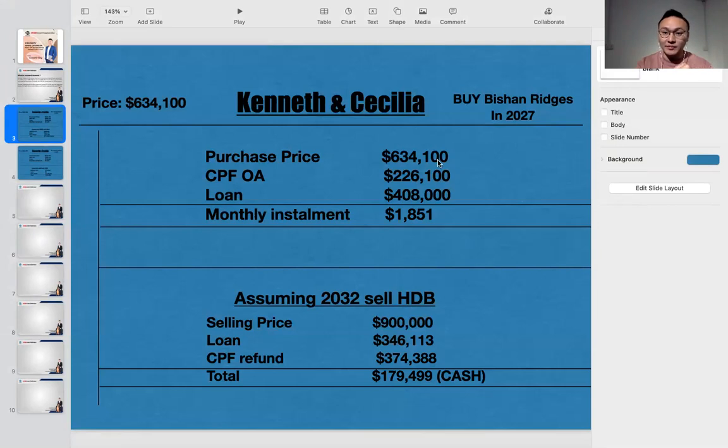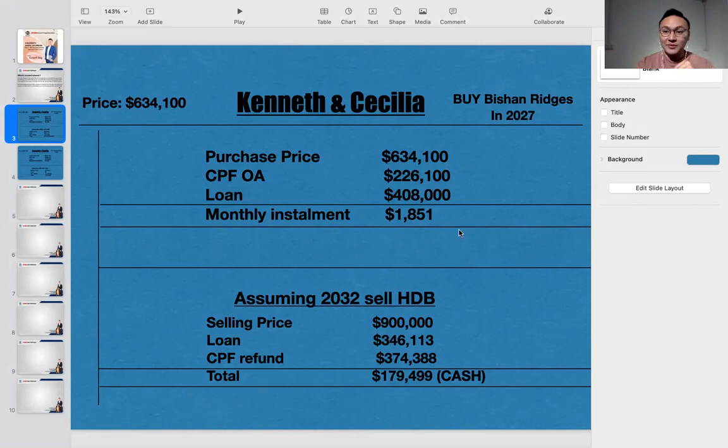We bought a BTO in Bishan at 634K. I did calculate: in 2027, when we collect our key, we will have a total combined CPF of 226K. So you take off 226K from the purchase price, and we will take up a loan of about $408,000. The monthly installment will equate to $1,851, and it is an HDB loan at 2.6% interest.